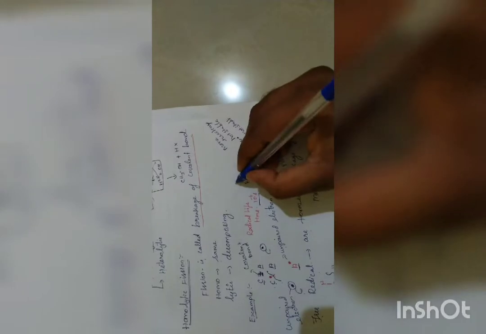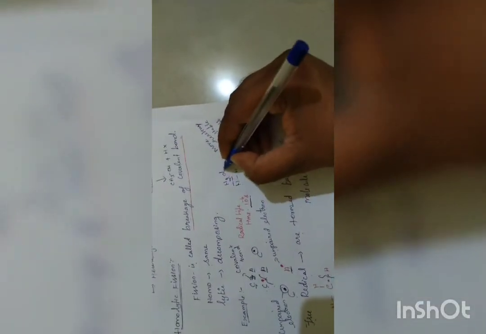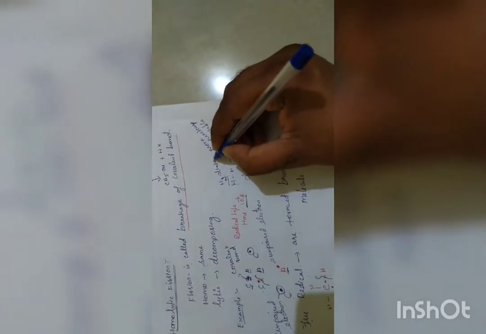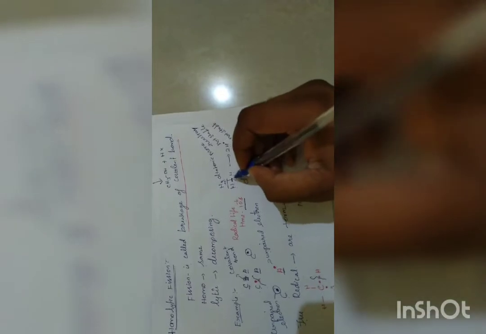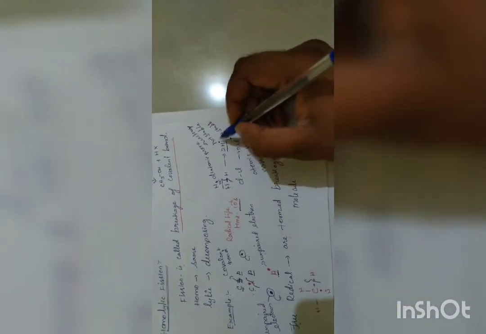For example, we can take the hydrogen molecule. What is meant by hydrogen? Hydrogen is a diatomic molecule. A diatomic molecule has a purely covalent bond. What happened? The bond is broken and it becomes 2 hydrogen radicals.